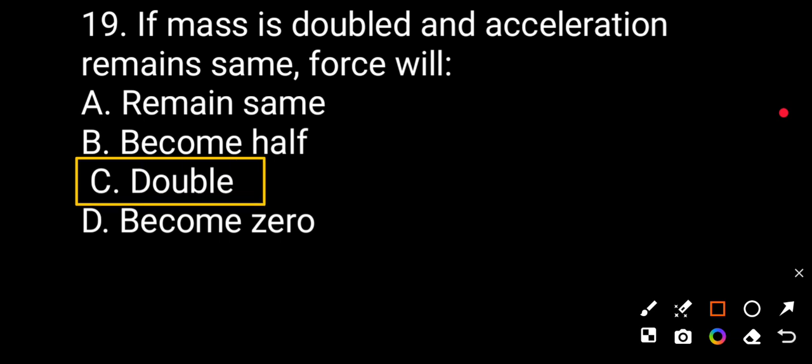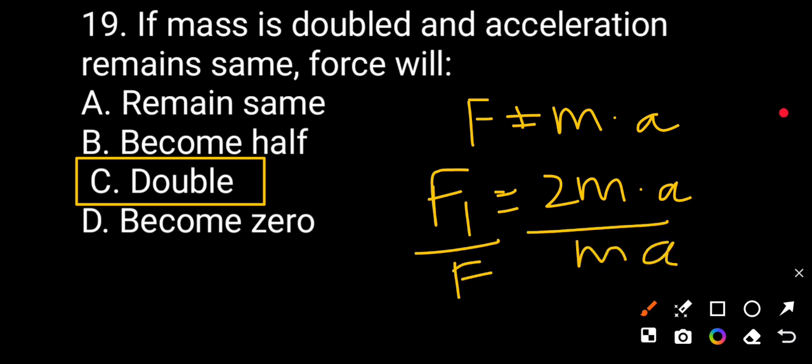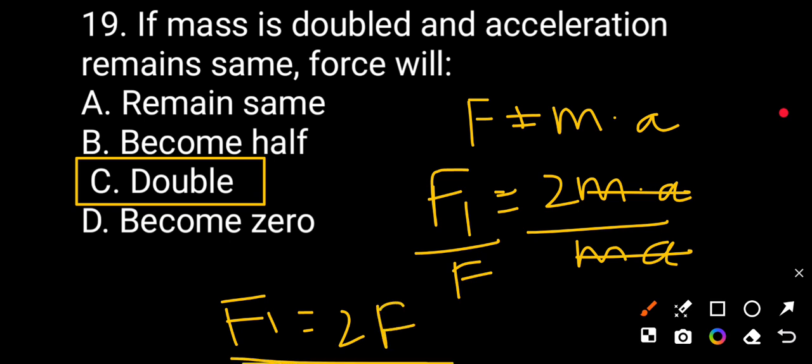Force will be doubled because F is equal to m dot A. Here mass is doubled, so F1 is equal to 2m into A, divided by F is equal to ma. Ma cancels by ma. F1 is equal to 2F. So force will be double.